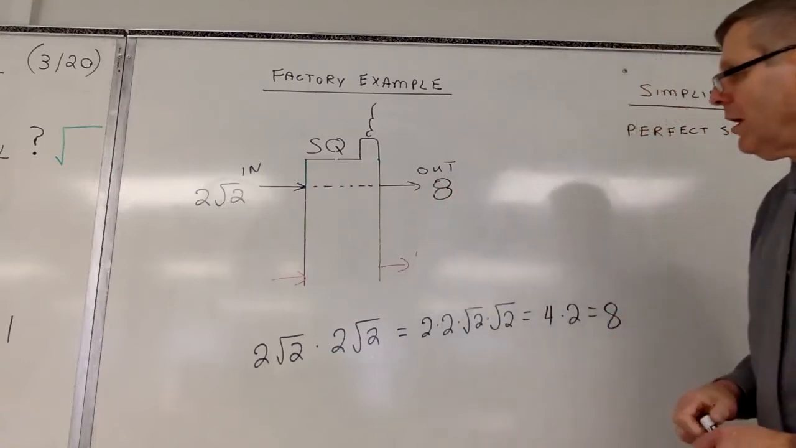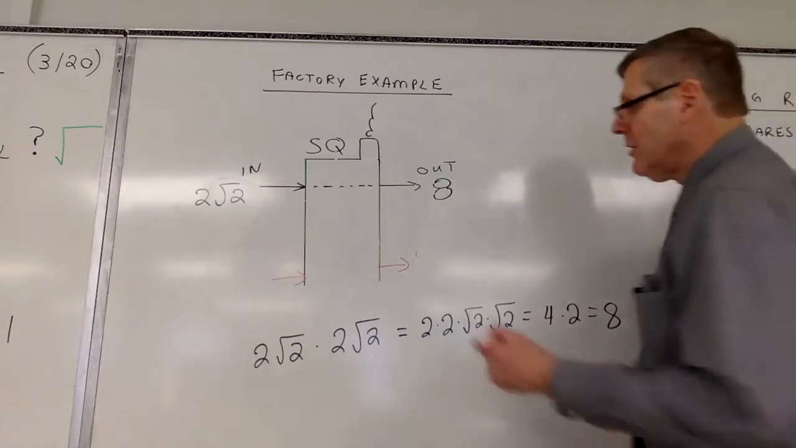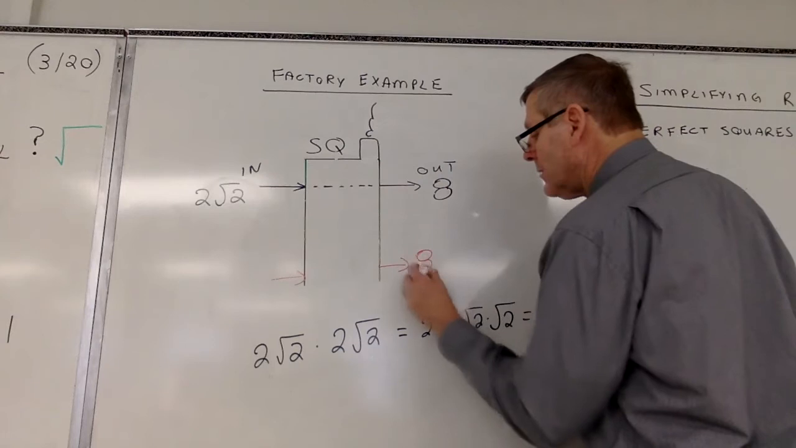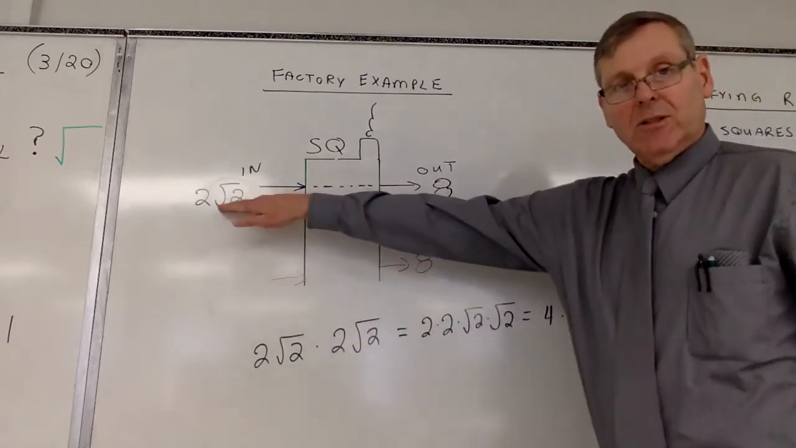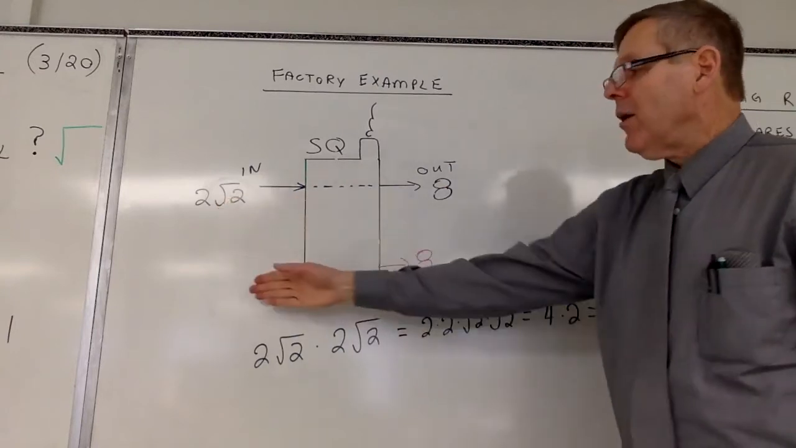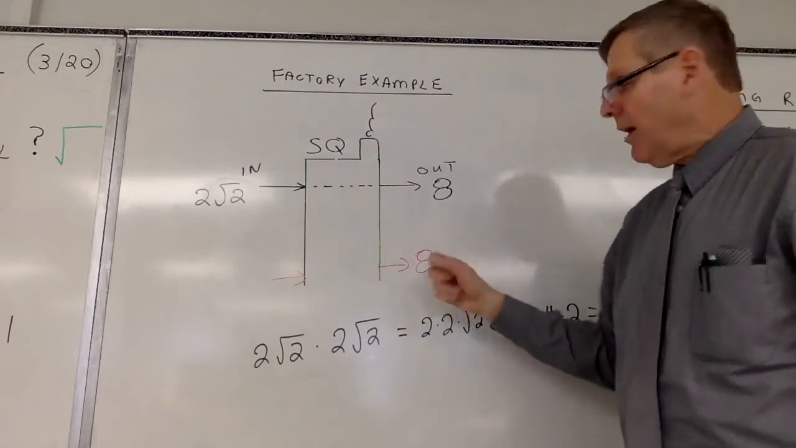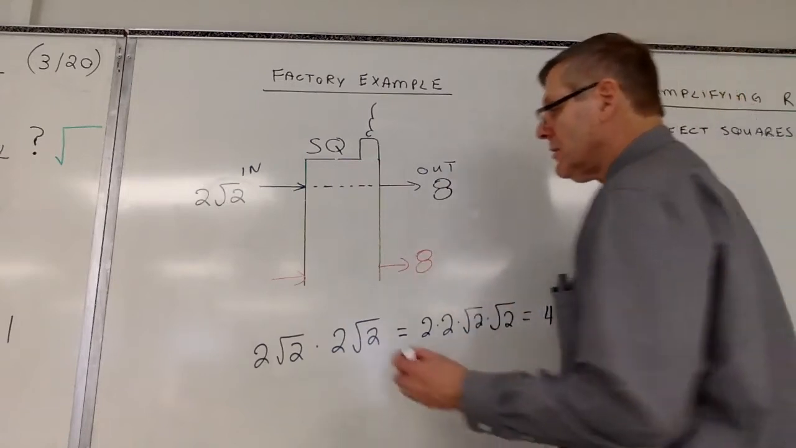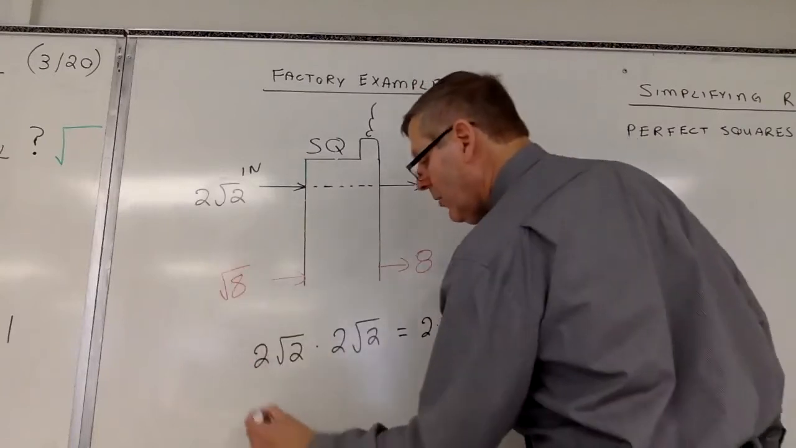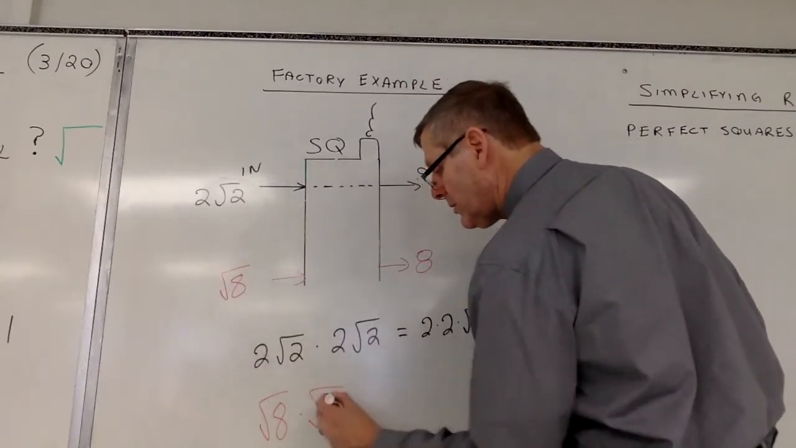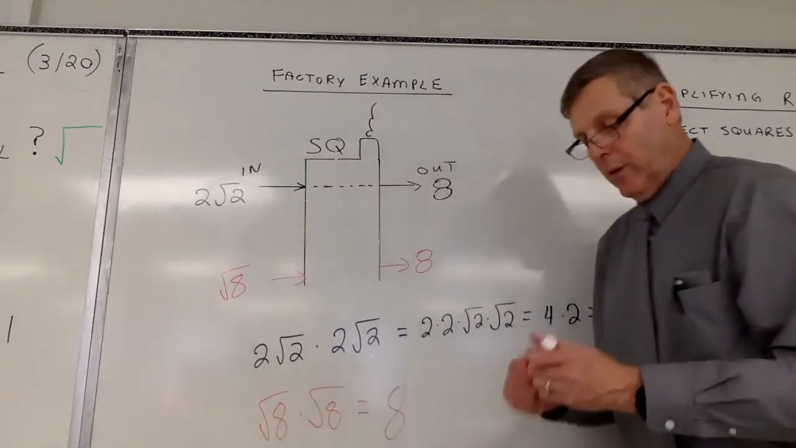Well, let's think about what we did down here. I might ask you the question now of, well, if 8 comes out, what had to go in? Well, you might say this because we just did it. But you might also remember that the square root of a number times itself gives you this. So you would say, well, that's easy. It's just the square root of 8. Because I know the square root of 8 times the square root of 8 is 8. Because that's what the definition of square root is.